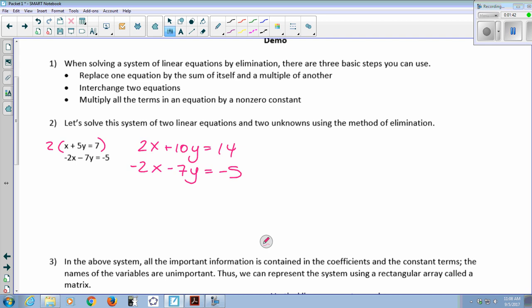All right, then I'm going to add them together, and I'm going to replace one of the equations with that sum. Okay, so when I add these together, the x's cancel, and I get 3y equals 9. So I can replace one equation by the sum of itself and a multiple of another. Okay, that's going to be my new equation 2.